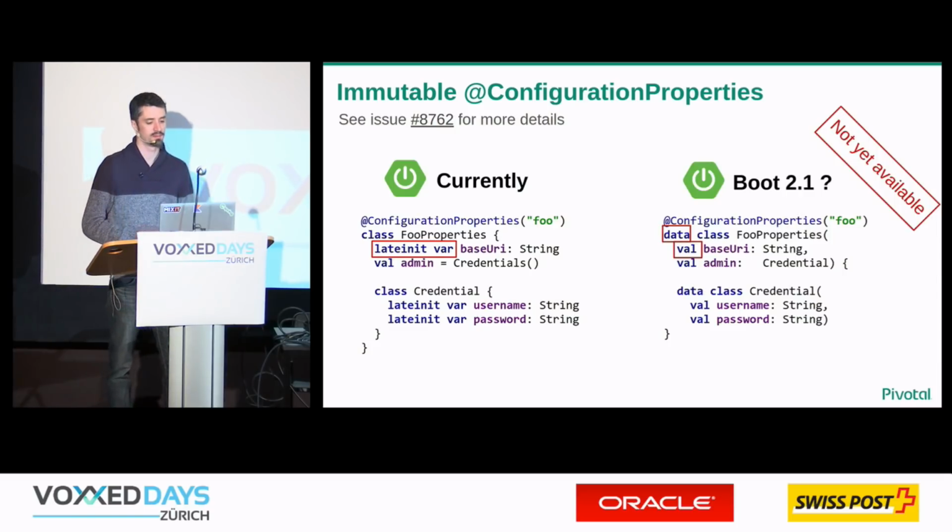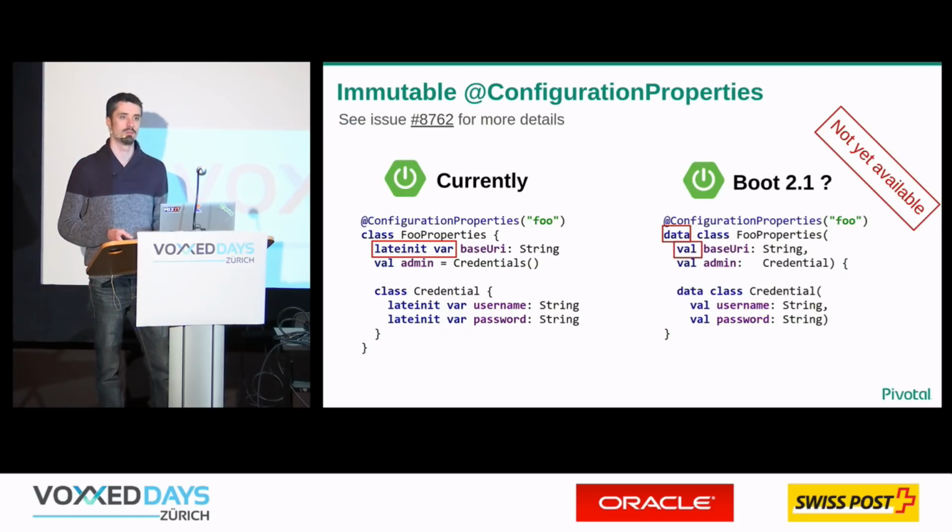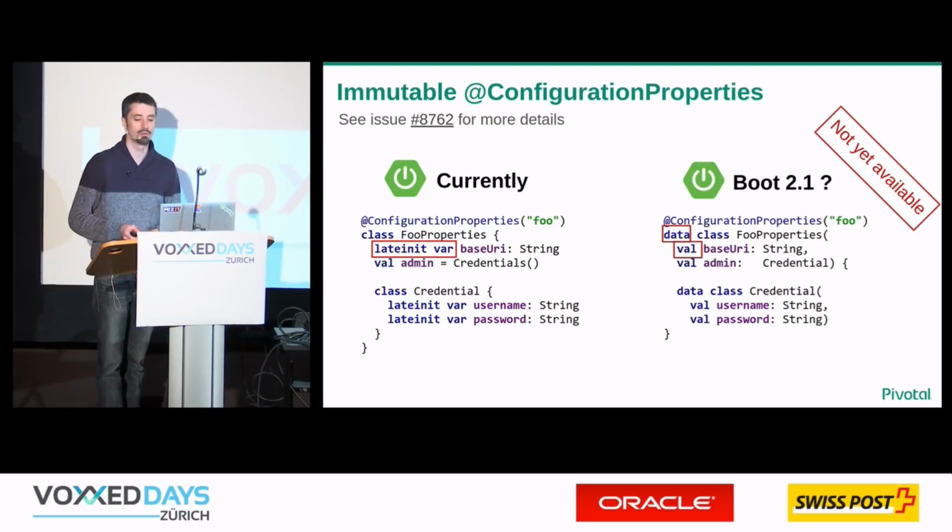The first one is immutable configuration properties. With Spring Boot 2.0, you have to use lateinit var to use configuration properties, because configuration properties do not support classes with immutable values for now. That could be the case maybe for Spring Boot 2.1.